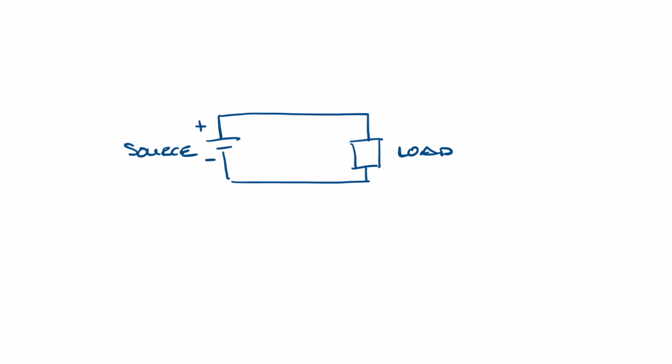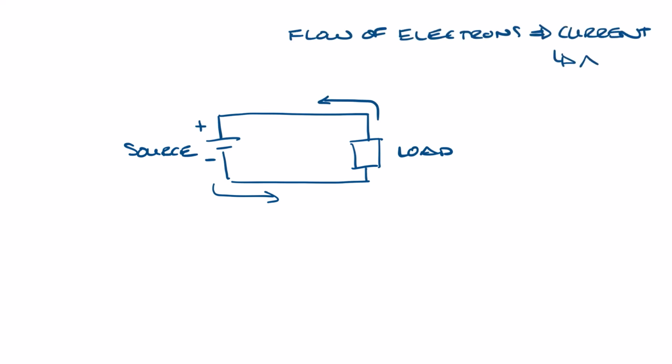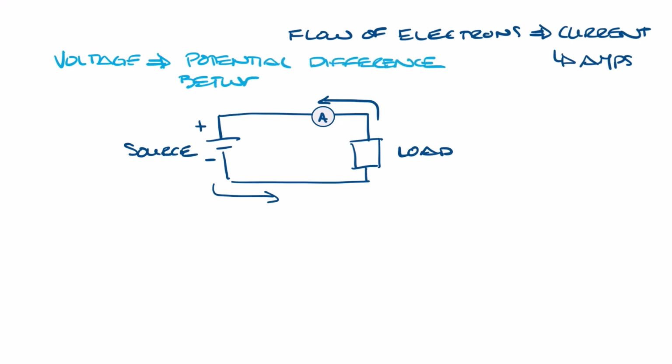Electricity needs a closed loop to flow. Electricity flows from negative to positive, so the electrons in this loop are flowing in this direction. The flow of electrons is called the current and it's measured in amps. Voltage is the potential difference between 2 points. It's the force that is applied to the electrons that causes the current to flow. If this was an HVAC system, this would be the pressure that pushes the air through the ductwork. Voltage is measured in volts, and it'd be measured across here.